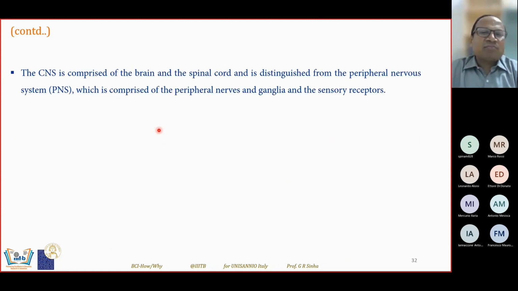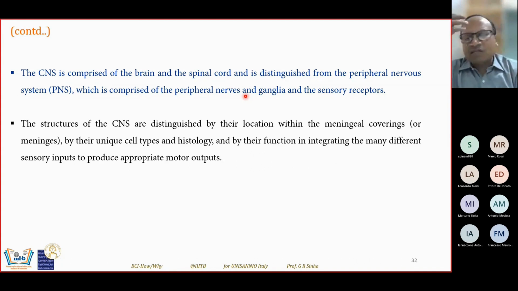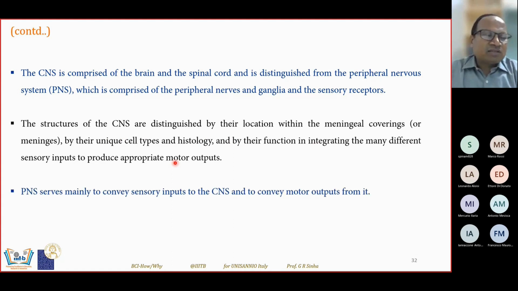So the CNS comprises the brain and the spinal cord, as you have seen in the diagram, and the PNS comprises peripheral nerves, ganglia, and the sensory receptors. Your sensory receptors are outside, like eyes and ears; they all come under your PNS. So PNS and CNS are parts of the body. Outside world doesn't mean that they are separated from the body. Structures of the CNS are differentiated by their location, but let's not explain that because we have seen it in the diagram. The PNS serves mainly to convey sensory input to the CNS and to convey motor outputs from it.